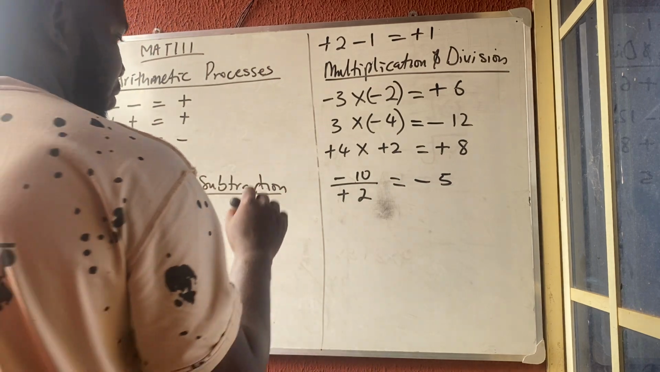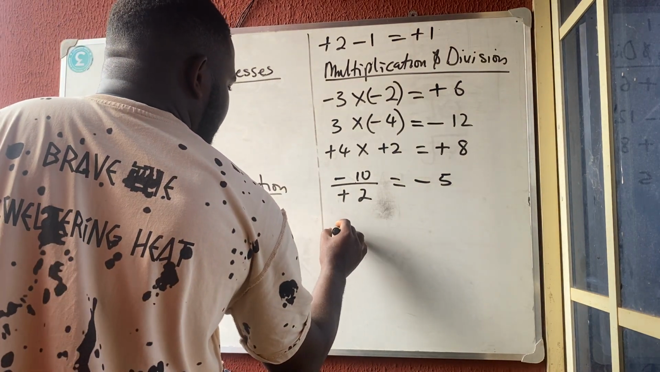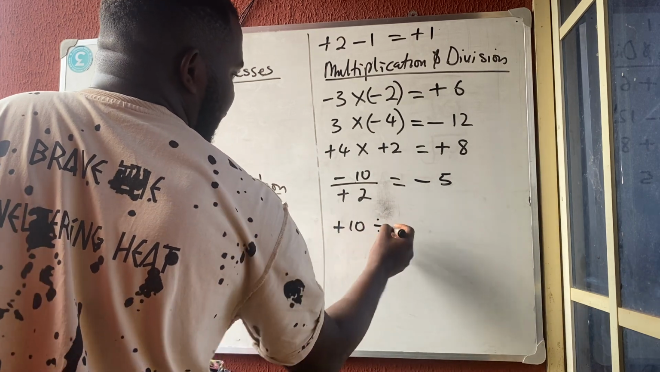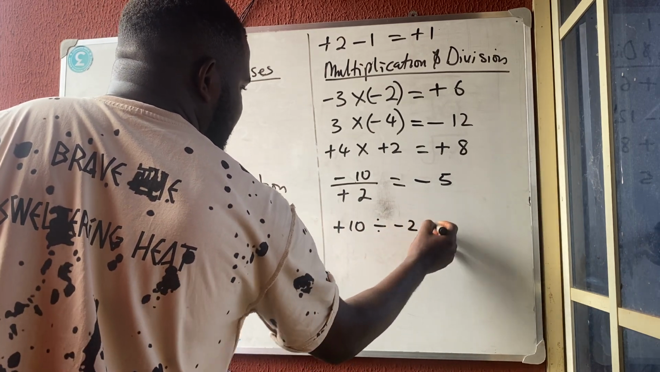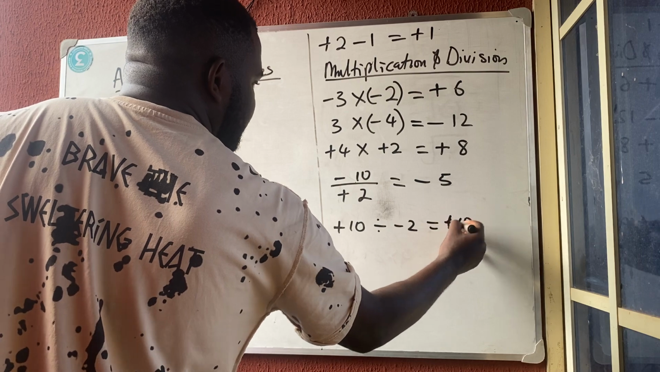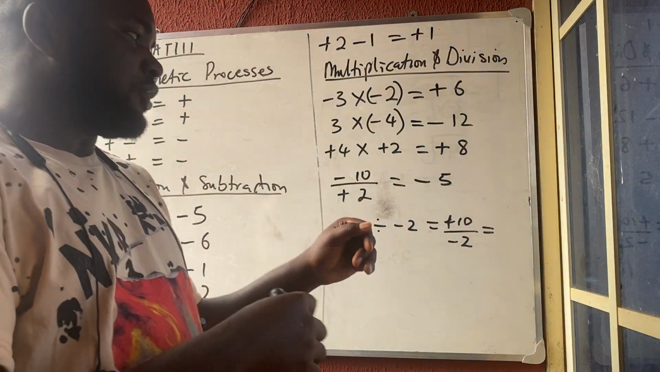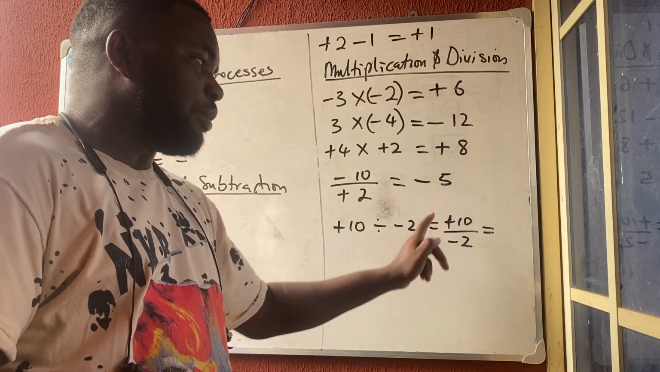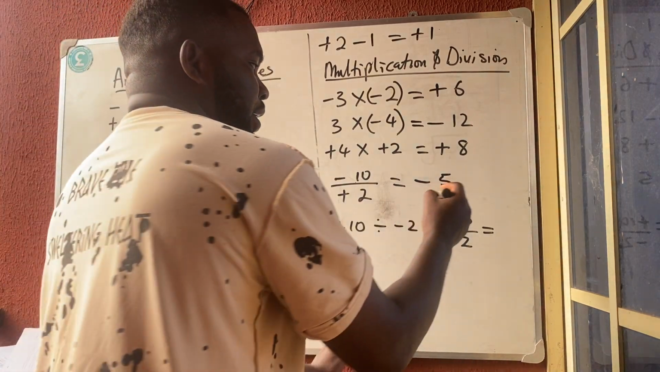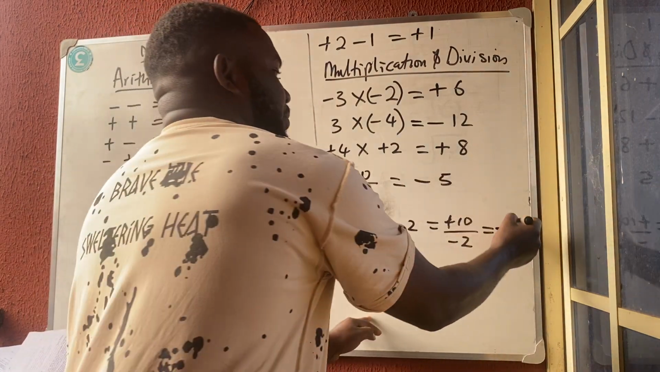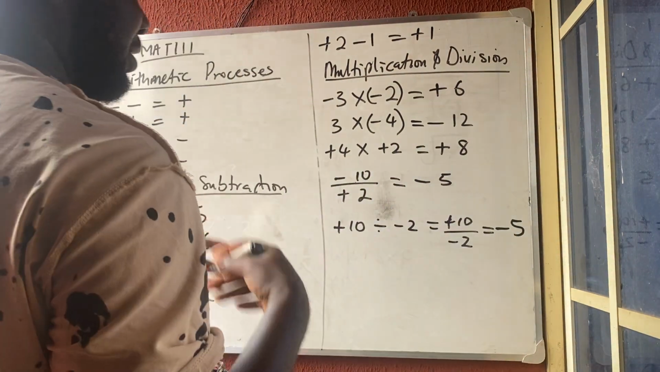Okay, so the next one I'm going to do is what? Plus 10 divided by minus 2. So the sign the answer is going to carry is from whether they are the same or not. So since they are not the same thing, I'm going to have minus. Then the operation is division. 10 divided by this, I'm going to have what? 5. As simple as that.